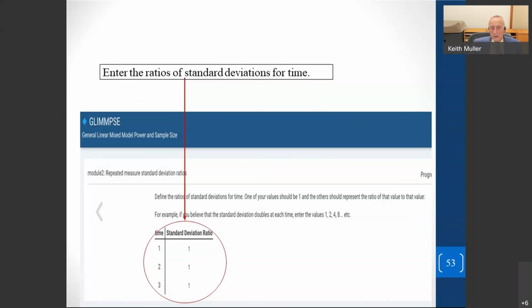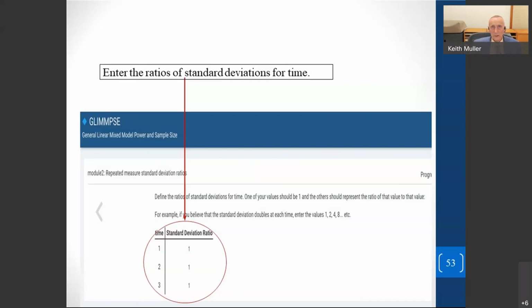In the case that we're considering, we're assuming that the uncertainty, the variability, the spread, the dispersion, the standard deviation, the variance, whatever name you want to talk about, the wiggle is roughly the same across time. And so we put in ratios of 1 to 1 to 1.